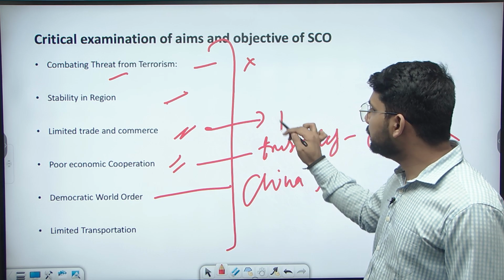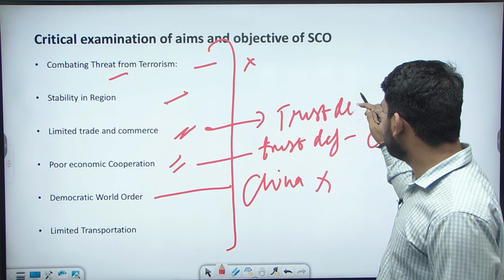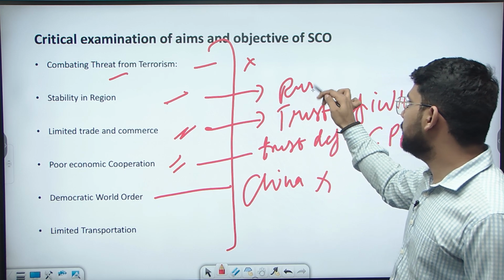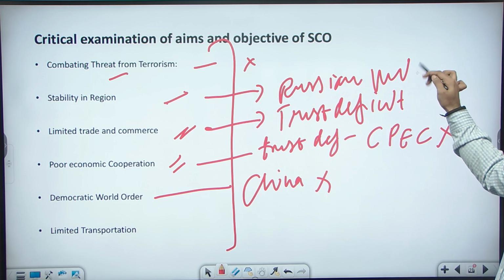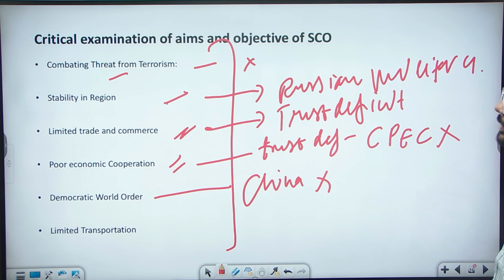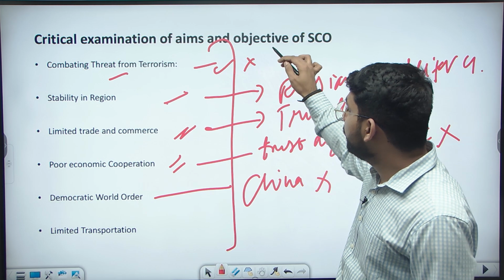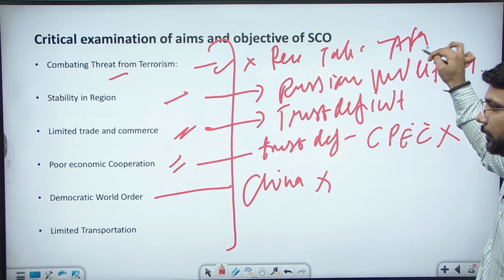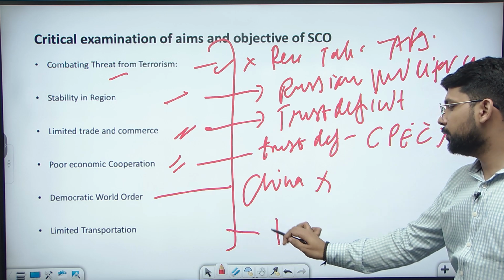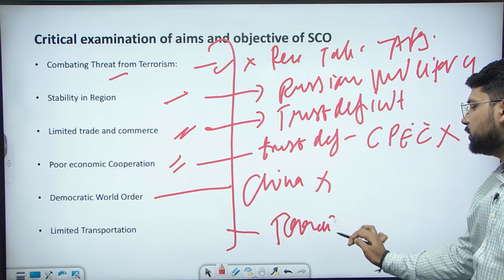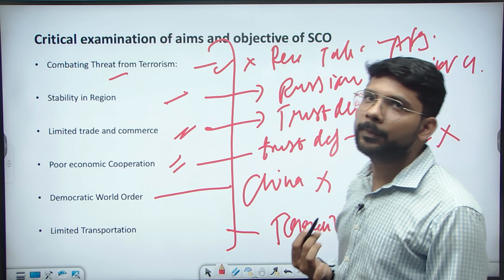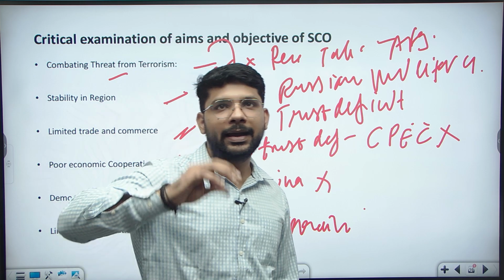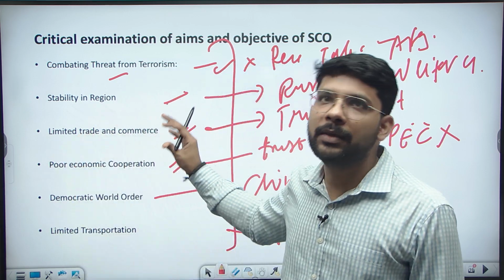Limited trade and commerce: due to the trust deficit, there is very little trade between the countries. Stability of the region: Russian military interference. Combating the threat of terrorism: recognizing the Taliban government in Afghanistan. Limited transportation due to the terrain, and multiple projects that were not successful. So these are the aims and objectives which can be critically analyzed in this way. This was the demand of the question.